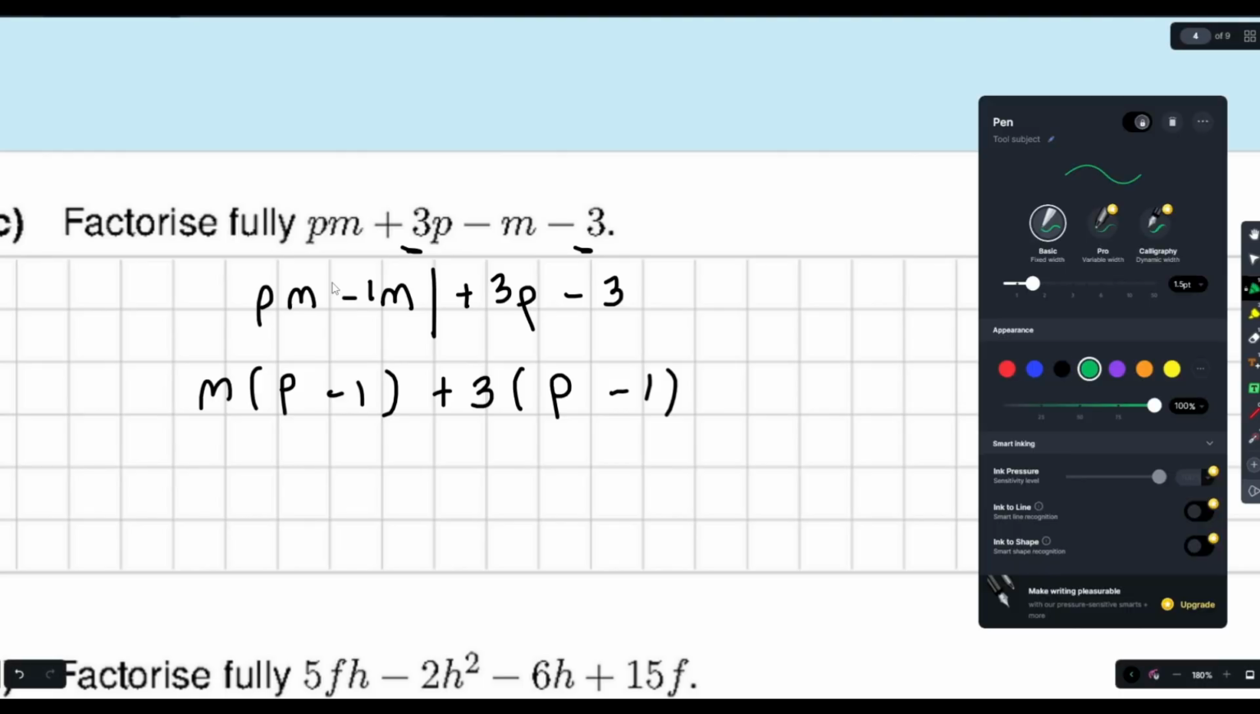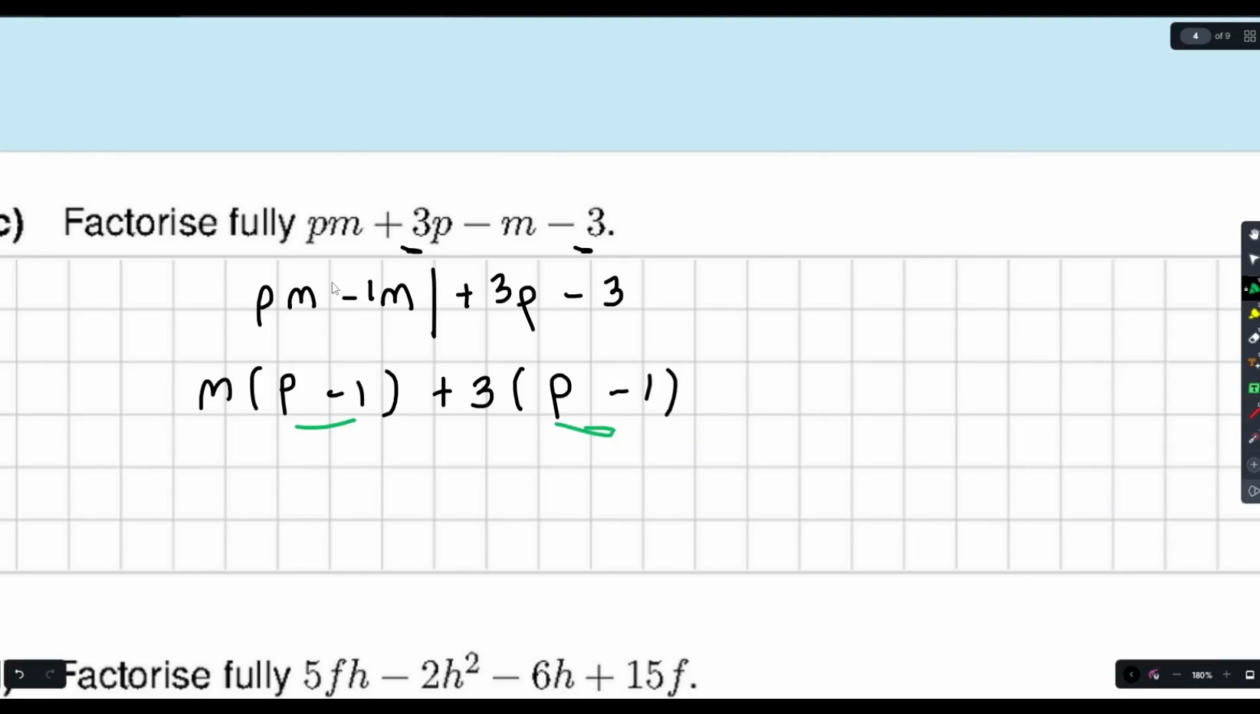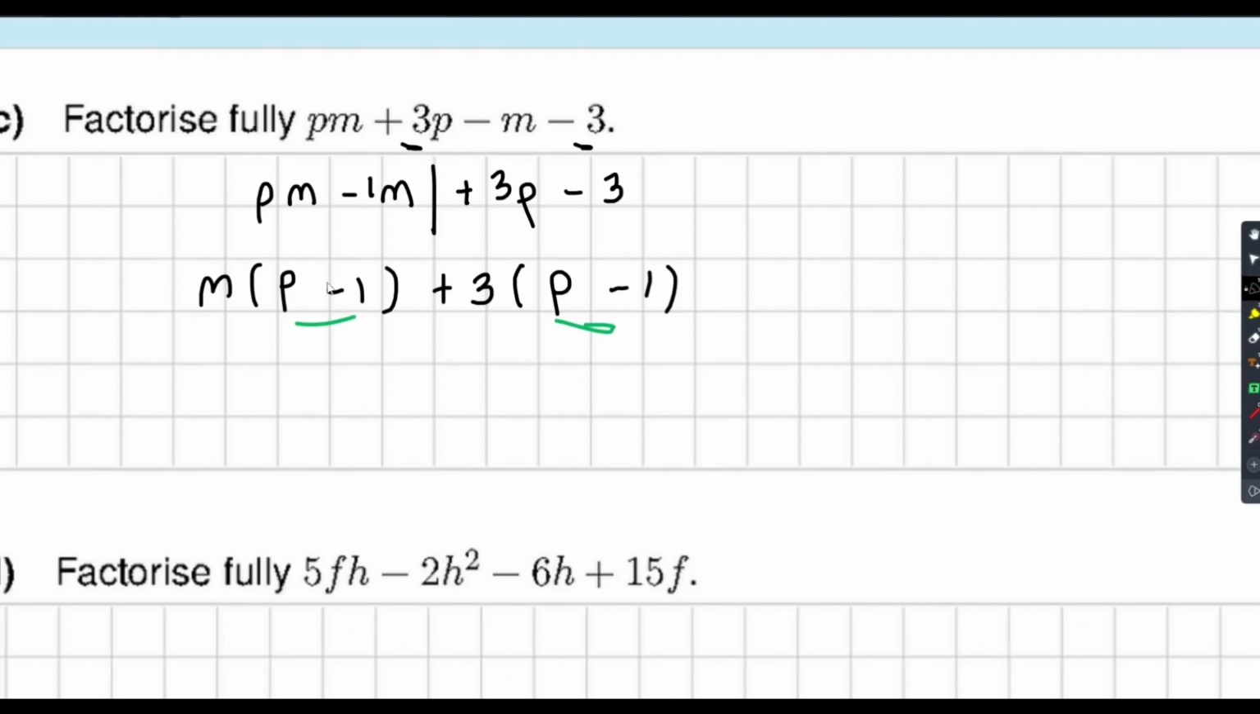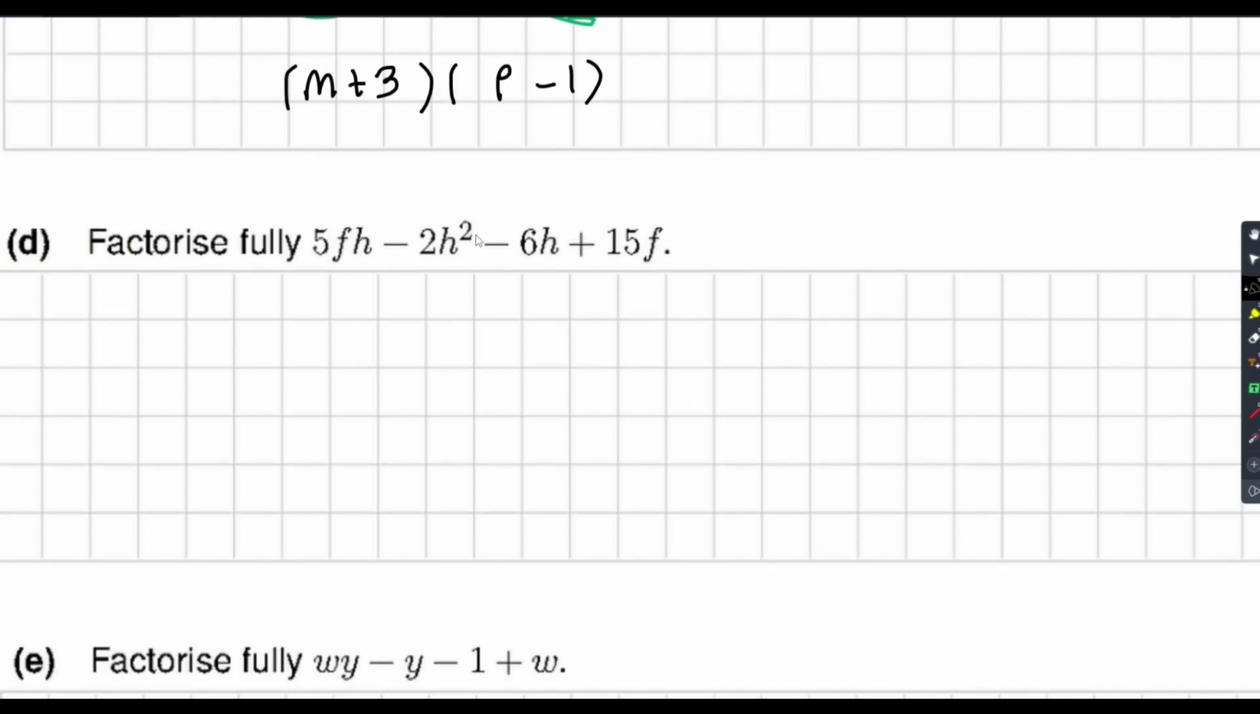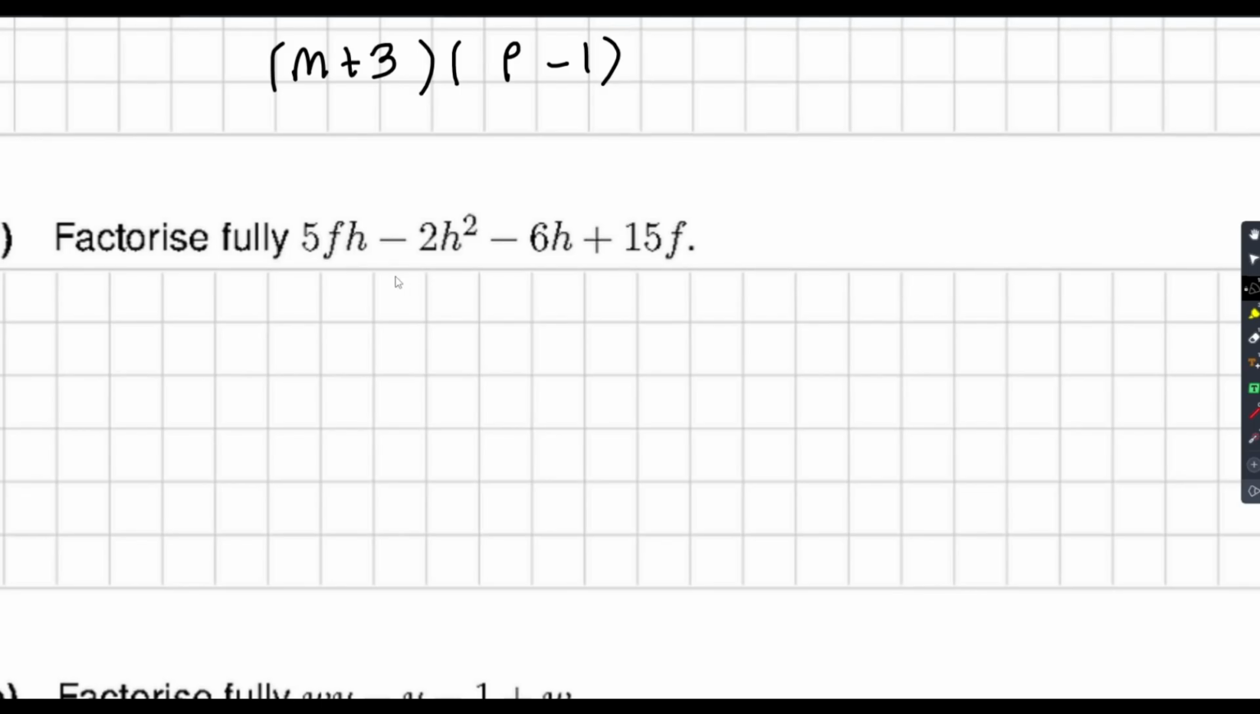And again, we look at this, we see that the brackets are the same, we know we've done it right. But we're not done. The final step, we do outer bracket, m plus 3, times shared bracket, p minus 1. Okay? Hands up if people are feeling a bit more confident with that. Okay, I'll do this one now.